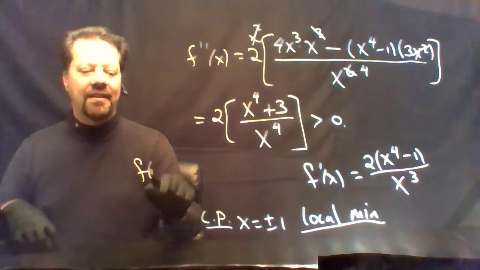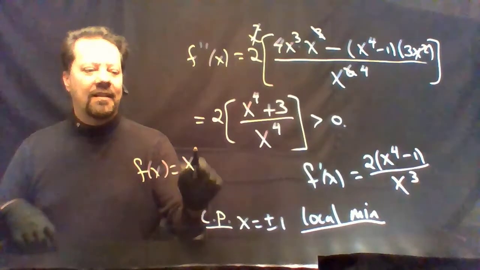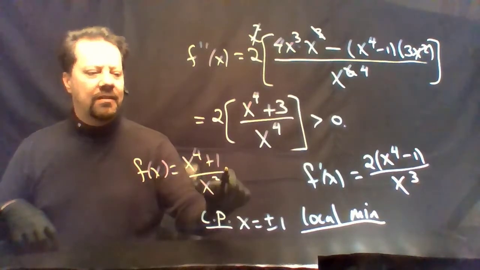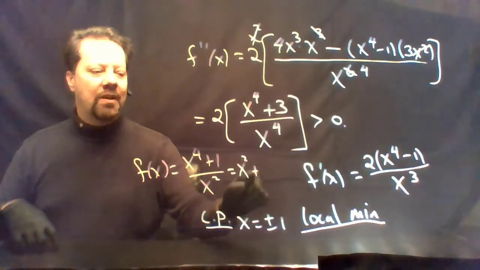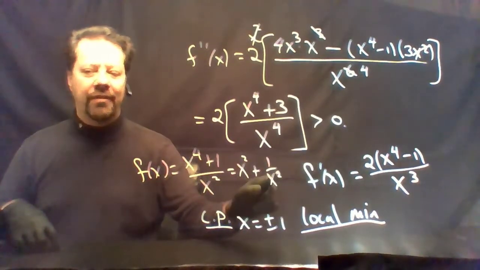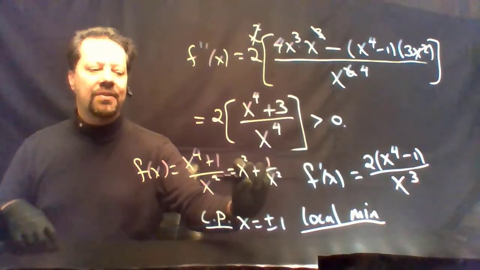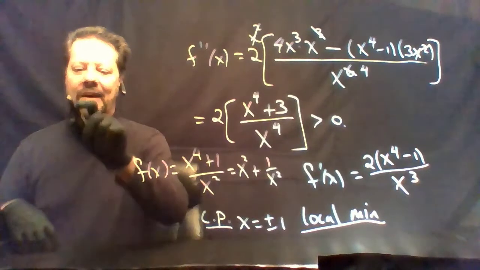The original function, x to the fourth plus 1 over x squared, looks like x squared plus 1 over x squared. As x gets big, the curve gets closer and closer to the parabola y equals x squared.